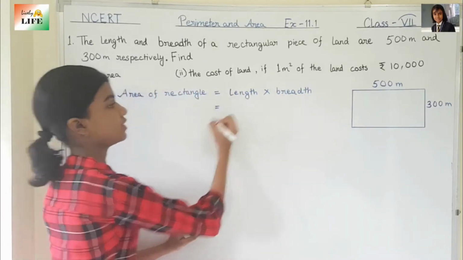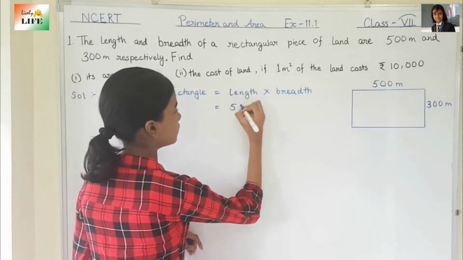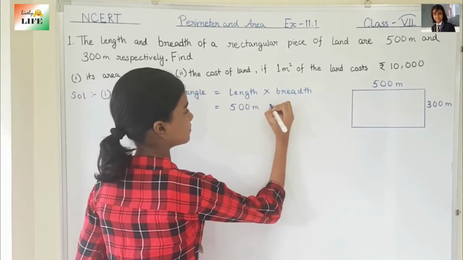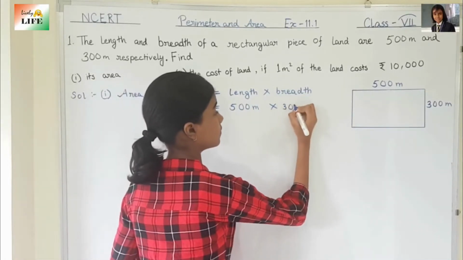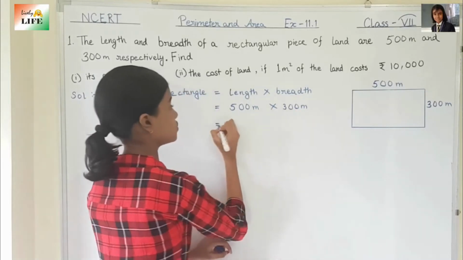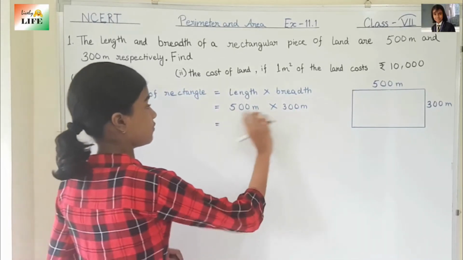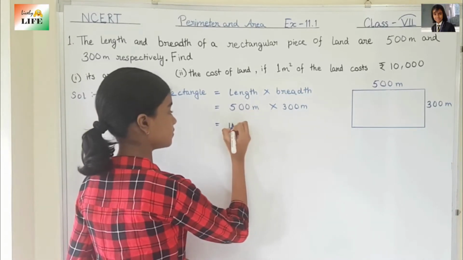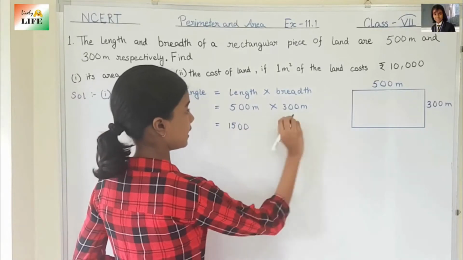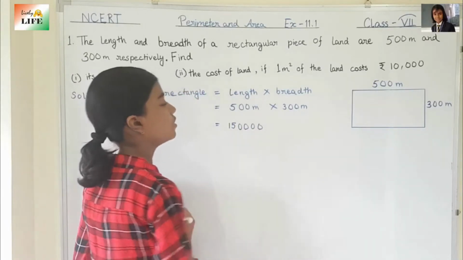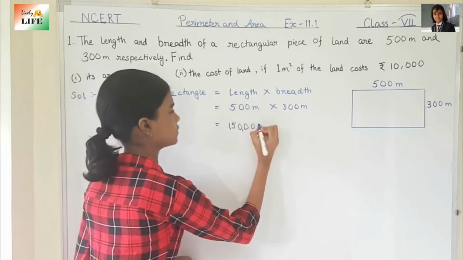Okay. Now what is the length? It is 500 meter. And what is the breadth? It is 300 meter. So 500 meter into 300 meter. 5 3s are 15. Then number of zeros, here is 2 and here also 2. So what is the answer? 1,50,000.